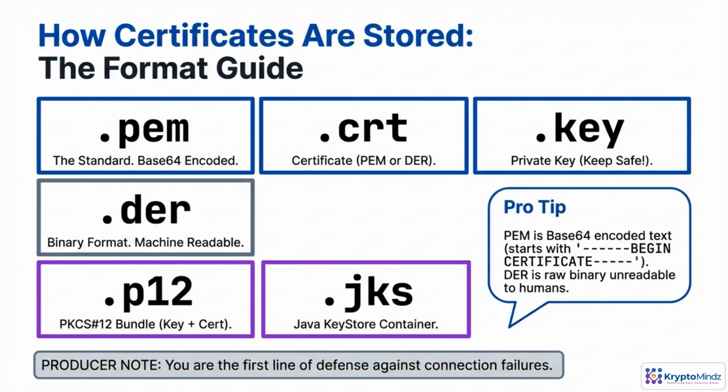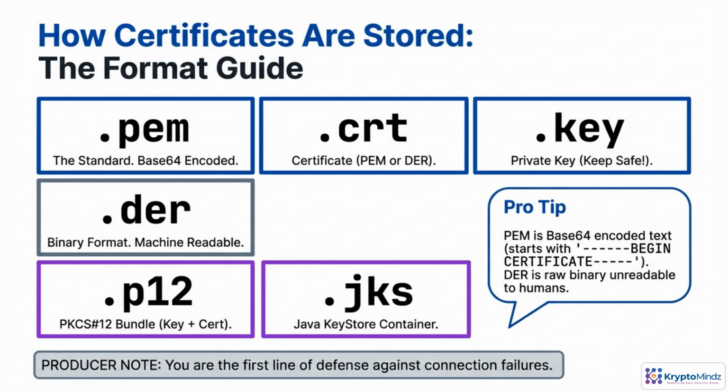DER has the same information, but stored as compact binary. It's meant for machines, not humans, and is common on certain platforms and devices. You'll also see generic certificate files like .crt, which can be either PEM or DER, depending on how they were created. Private keys are usually stored in .key files. These must be guarded carefully, because anyone with that file can impersonate your system.